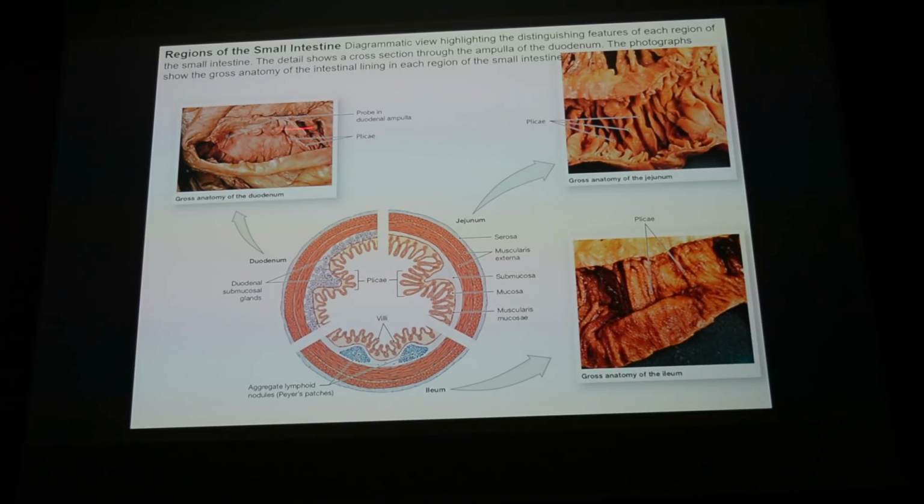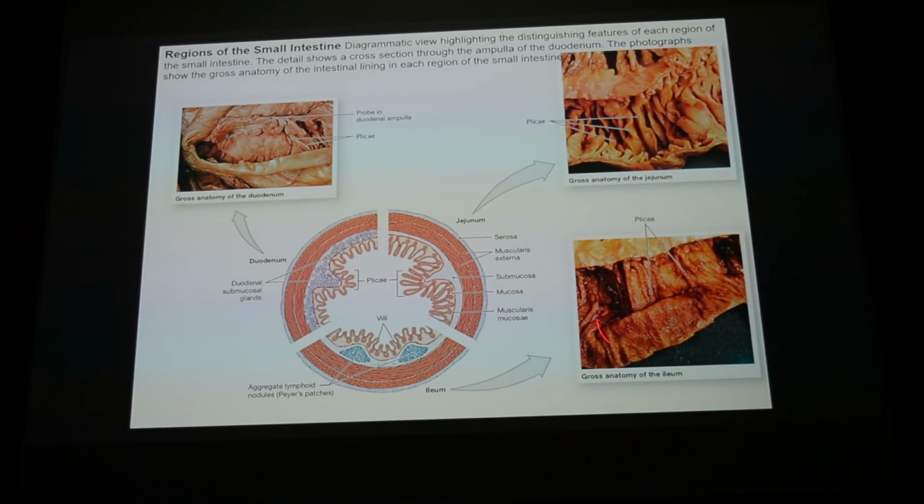On gross appearance, if you look at the duodenum, if you open up the wall, if you see inside, there are very tiny folds which are going circumferentially. They are called plicae. The same folds are quite big here, and these are also called plicae here. But you can compare the size. They are very short there, they are very tall here.